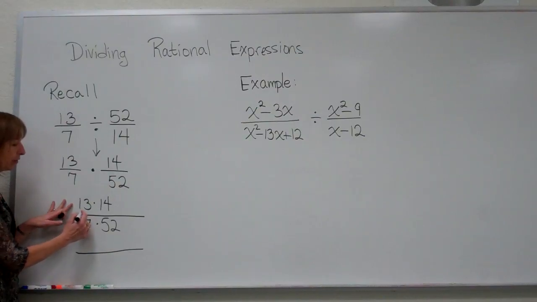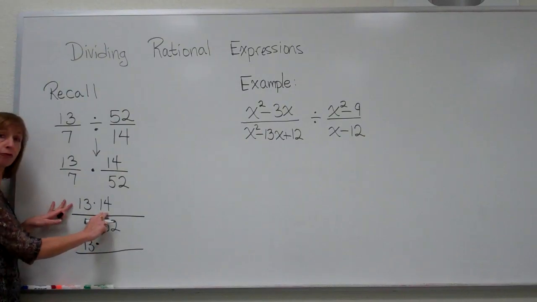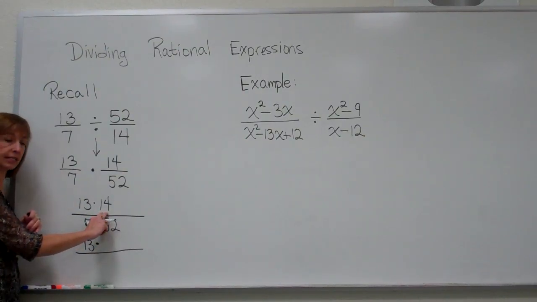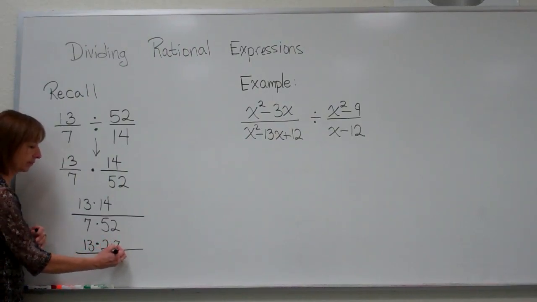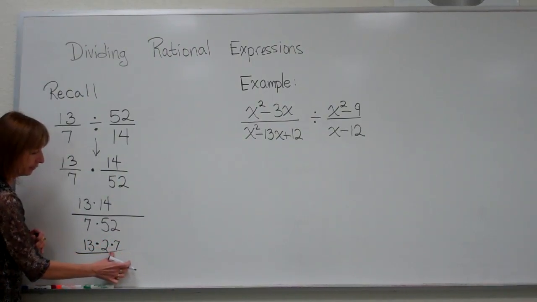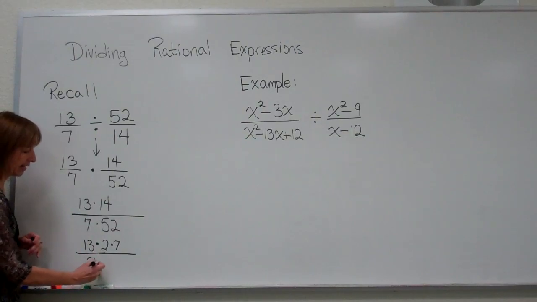So in my numerator, 13 is prime. I'll still write 13 times 14 can be factored down into 2 times 7. In the denominator, we have our first factor of 7 is prime, so we'll leave that.